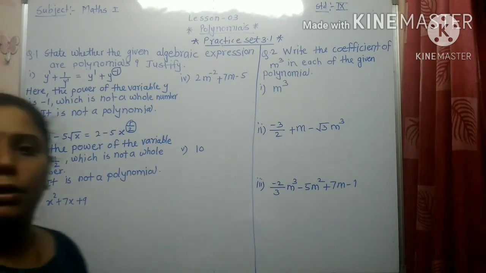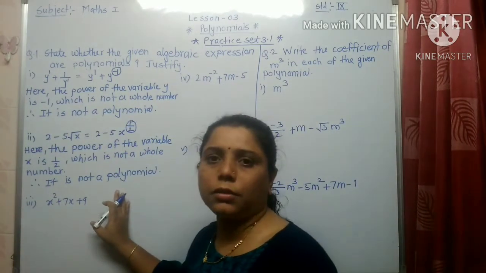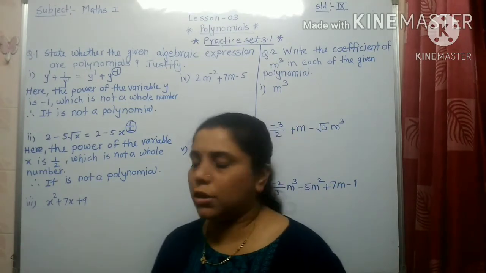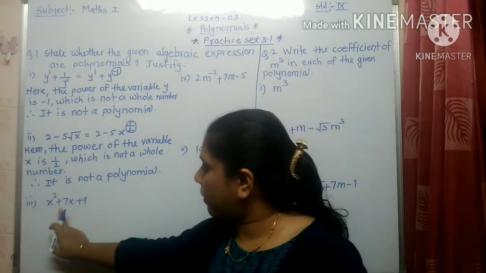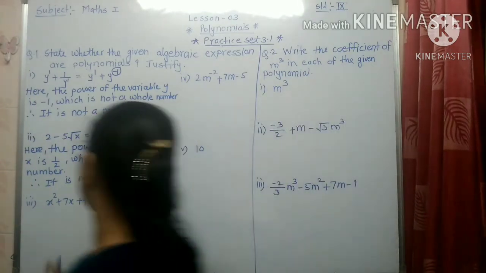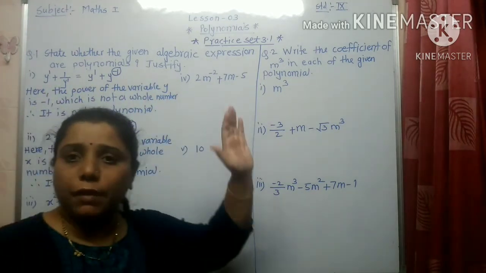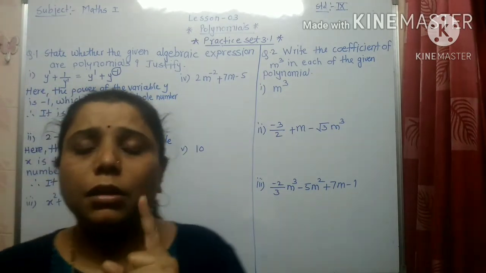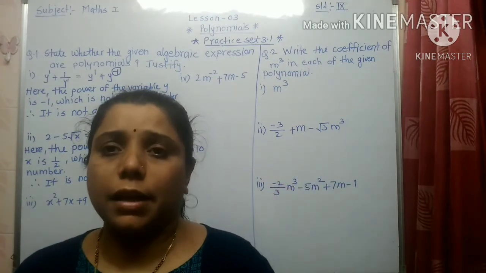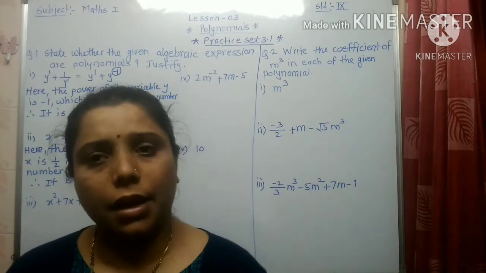Understood? Any doubt? Any difficulty? Yes. Now in the third example, what is the third example? x square plus 7x plus 9. Here you have to see all the powers of the variable, not only one term's power. You have to see how many terms there are and check the power of that particular variable in each.